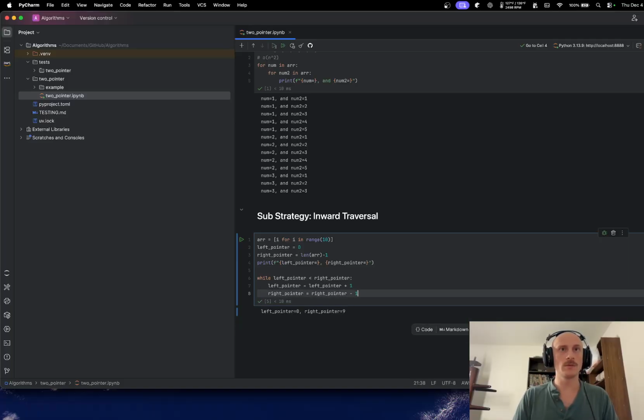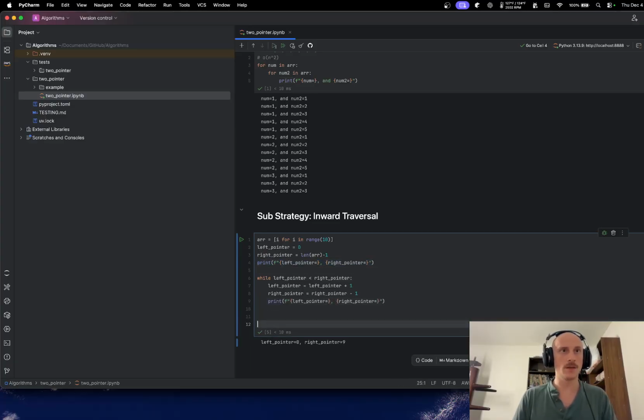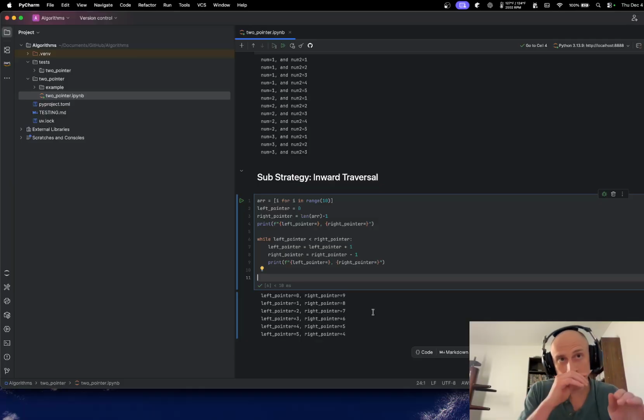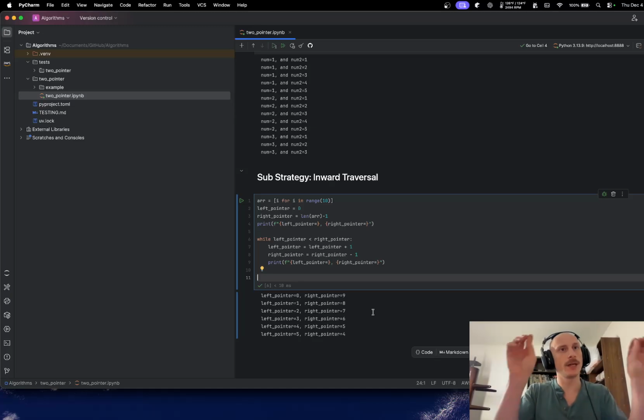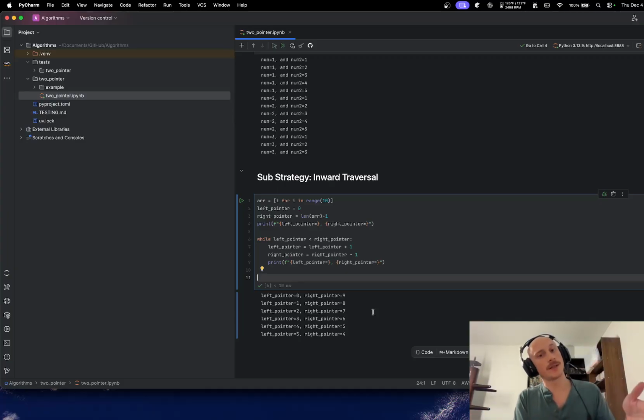And then what we're going to do is print those. So we're going to come up here, print these, and then go ahead and run that. Okay, so now, as we can see, we can move them. We're moving them closer and closer together. So 0 and 9, 1 and 8, 2 and 7, 3 and 6, 4 and 5, until they meet. The left pointer is at 5 and the right pointer is at 4, and they've crossed. So this would be a very rudimentary inward traversal.